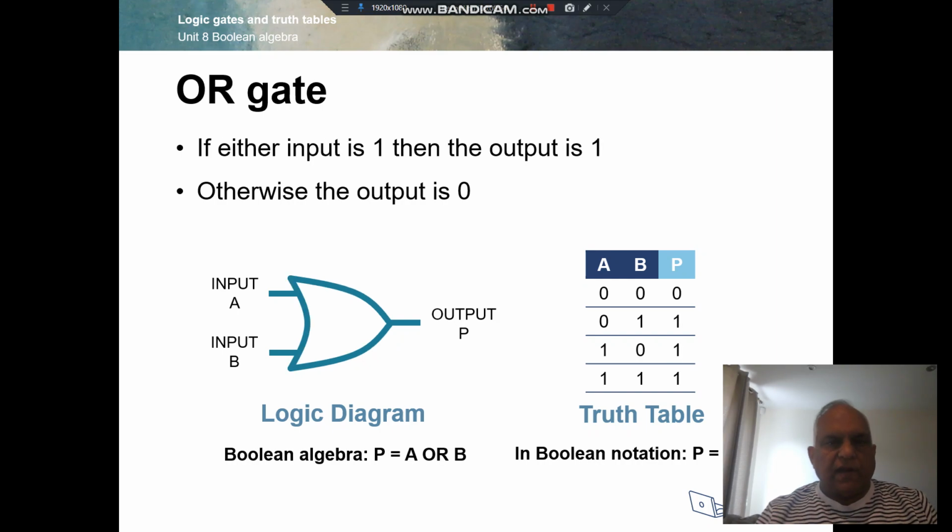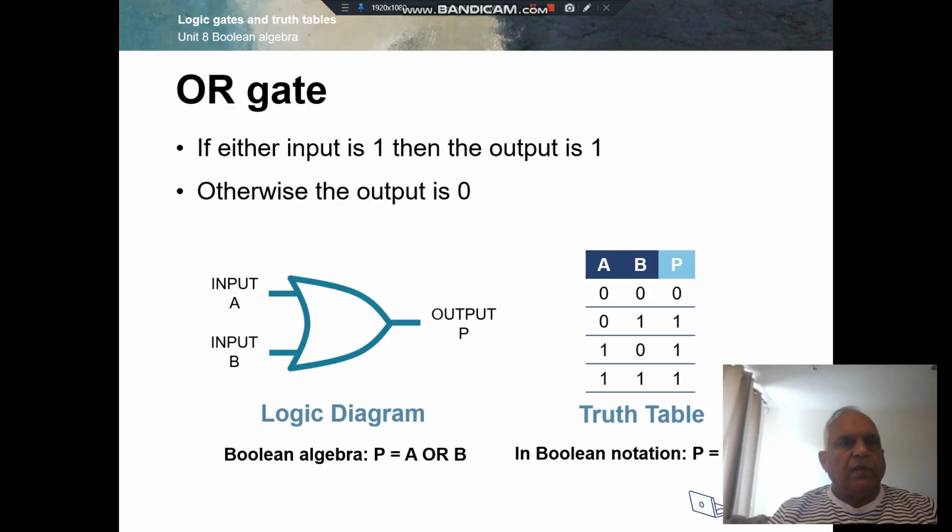I hope now you understand how we can show these circuits. What is the OR gate? OR means if you get two inputs, if one of them is 1, the output will be 1. It's very common sense.